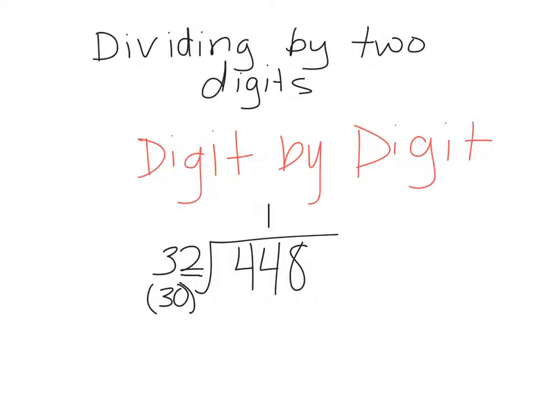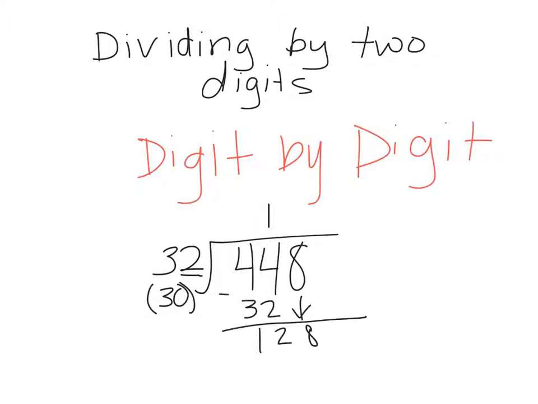For step 3, you would multiply and subtract. So instead of multiplying the estimation, the 30, you would actually multiply the 32. So you would take 32 times 1 in your head and get 32. Then you would subtract and bring down your 8.